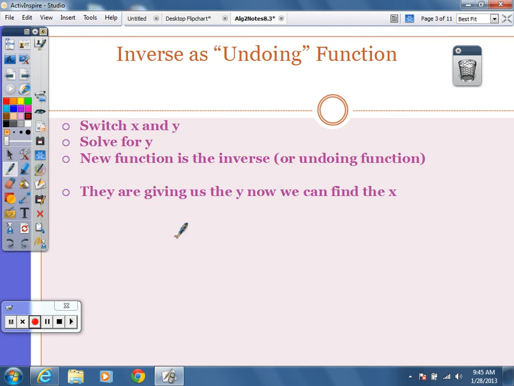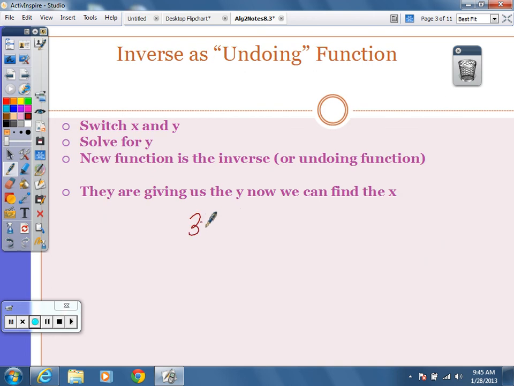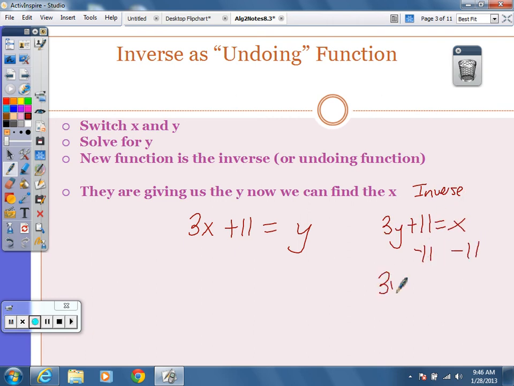So how can we get that rule? Well, what you do is you switch x and y and you solve for y. And the new function is the inverse, or the undoing function. So we go back here and it was 3x plus 11. That's your original. So the inverse will be 3y plus 11 equals x, and we've got to solve for y: minus 11, 3y is x minus 11, and make sure you divide the whole entire thing by 3, and you get x minus 11 over 3.